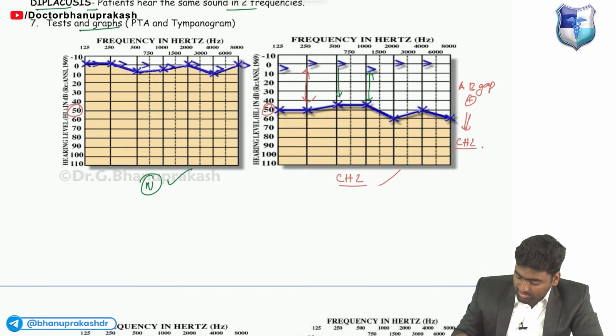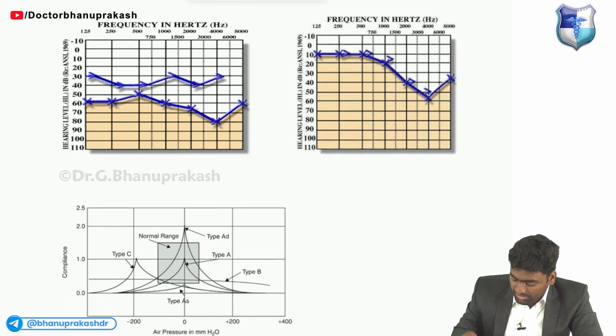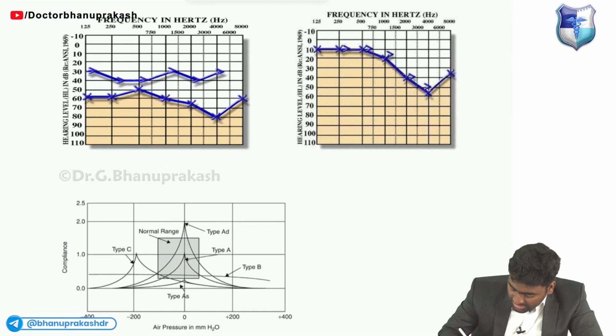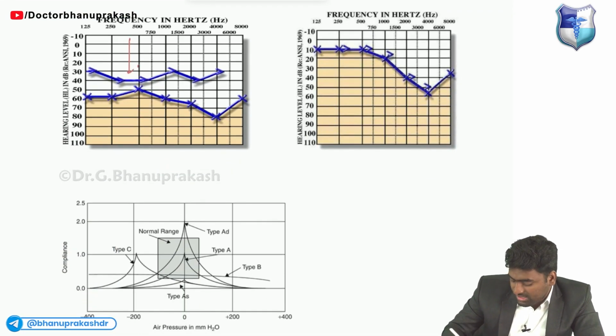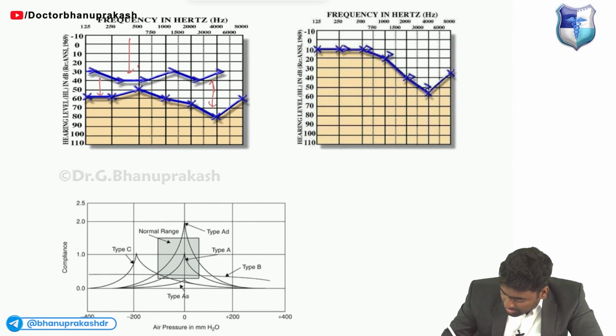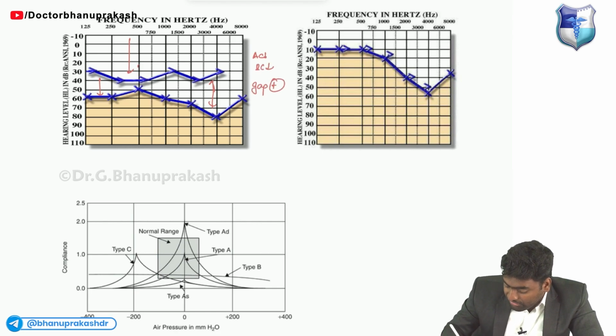Good guys. Then I will show you the mixed one. Here bone conduction is decreased, air conduction is also decreased, and you can also see there is a gap. So air conduction decreased, bone conduction also decreased, and a gap is present. This is a type of mixed graph.